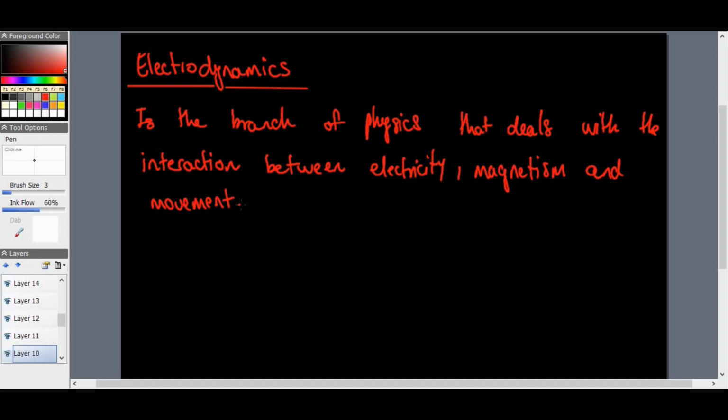The definition of electromagnetic induction with Faraday's law is that a change in magnetic field induces an EMF in a conductor. The magnitude of the induced EMF will be directly proportional to the rate of change in the magnetic flux. So we need to remember: the induced EMF is equal to negative N, change in the magnetic flux over the change in time. That's Faraday's law.